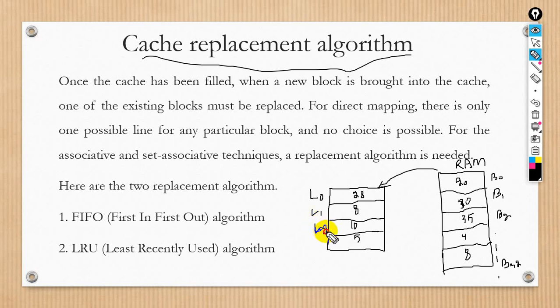For direct mapping, a replacement algorithm is not needed. For set associative and fully associative, a replacement algorithm is needed. No choice is possible for direct mapping, and for the associative and set associative techniques a replacement algorithm is needed.